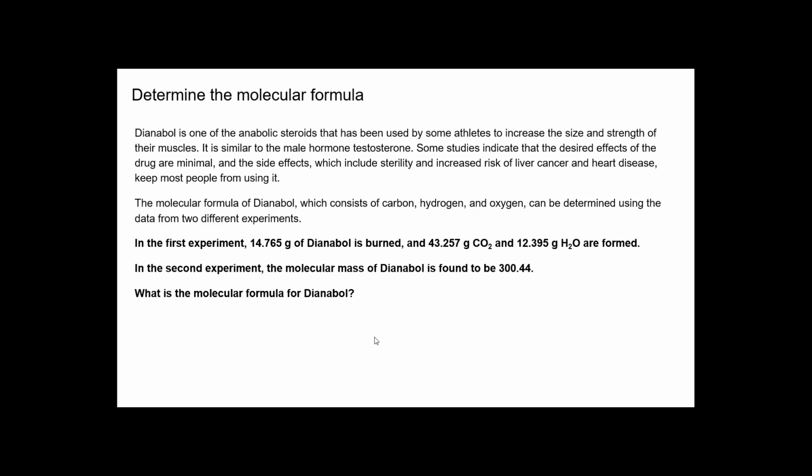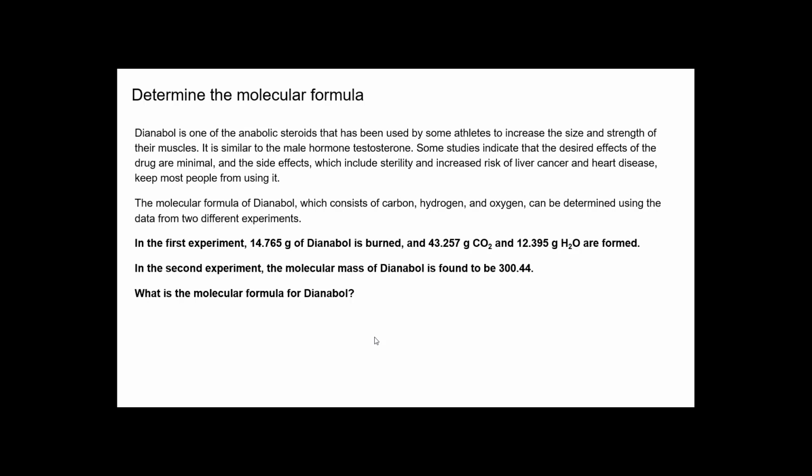Dianabol is one of the anabolic steroids that has been used by some athletes to increase the size and strength of their muscles. It is similar to the male hormone testosterone. Some studies indicate that the desired effects of the drug are minimal, and the side effects, which include sterility and increased risk of liver cancer and heart disease, keep most people from using it. The molecular formula of Dianabol, which consists of carbon, hydrogen, and oxygen, can be determined using the data from 2 different experiments. So I highlighted or bold-faced what we need to use.